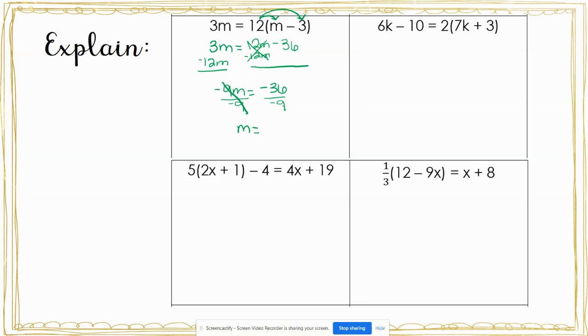Negative 36 divided by negative 9 gives me positive 4. So my solution is m equals positive 4.